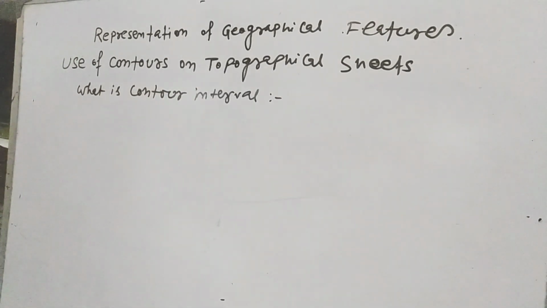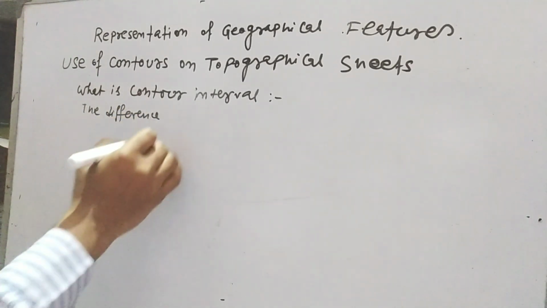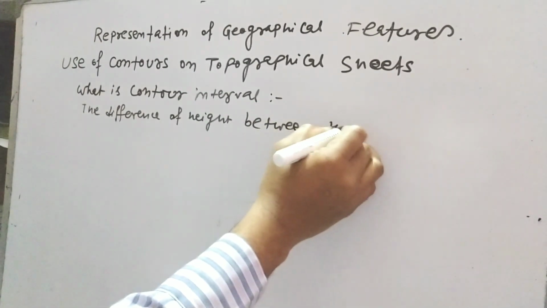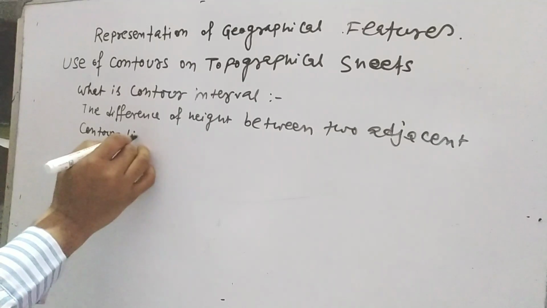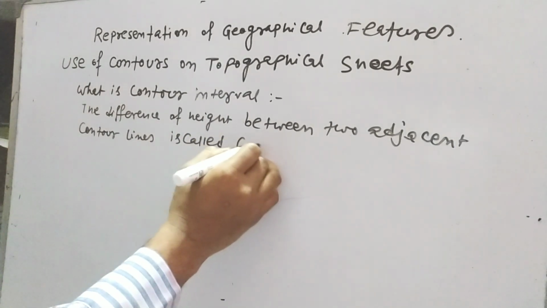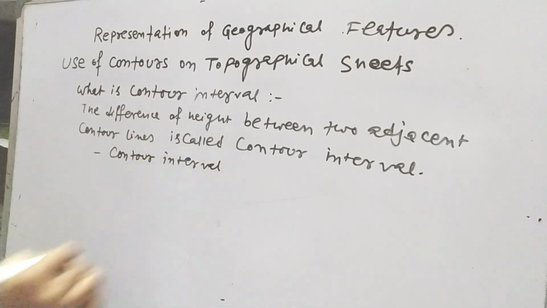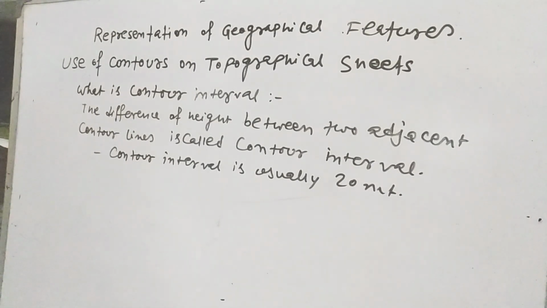Next, the difference in height between two adjacent contour lines is called the contour interval. The interval is usually 20 meters.